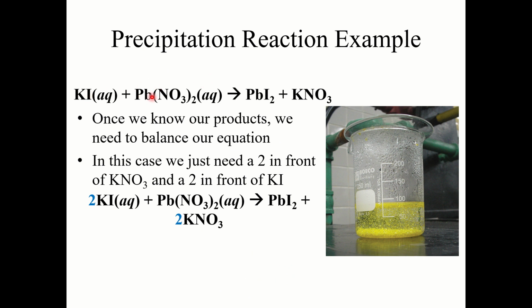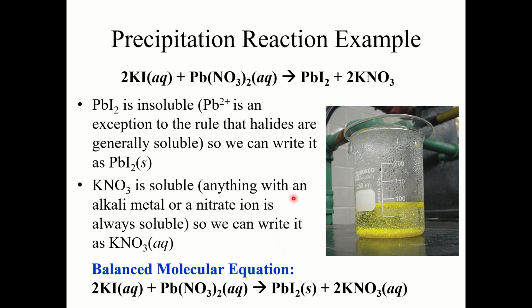So we've got KI plus Pb(NO3)2 forms PbI2 and KNO3. So we know our products, we balanced the charges, but we need to balance our equation. In this case, we need to put a 2 in front of KNO3 to balance out the nitrate ions. Then we would need to place a 2 in front of KI to balance out iodide and potassium. So we've got 2 KI plus 1 Pb(NO3)2 forms PbI2 and 2 KNO3. 2 potassiums on both sides, 2 nitrates on both sides, 2 iodides on both sides, and 1 lead on both sides. Your final step here is to predict the state of matter of the product.